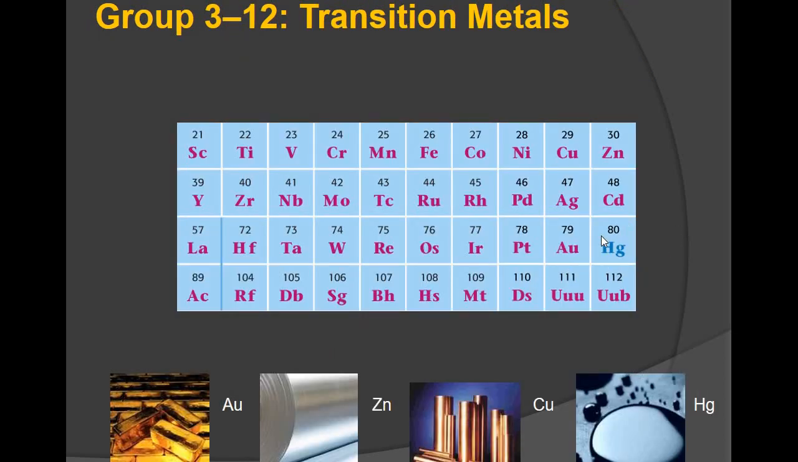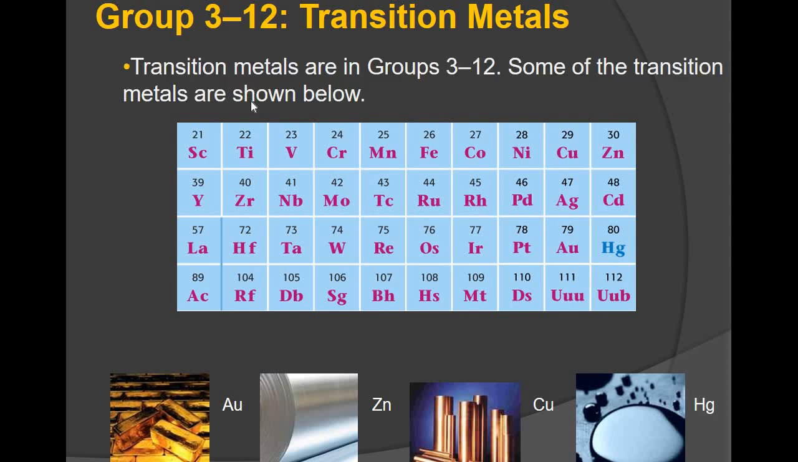All right, now we're going to move to that big middle area of the periodic table. Still all the metals, these are your transition metals. Some of the transition metals are the most common metals, what we generally think of when we think of metals: gold, zinc, copper, silver, mercury, platinum, titanium. So these are some of the elements that we generally think of as metals.